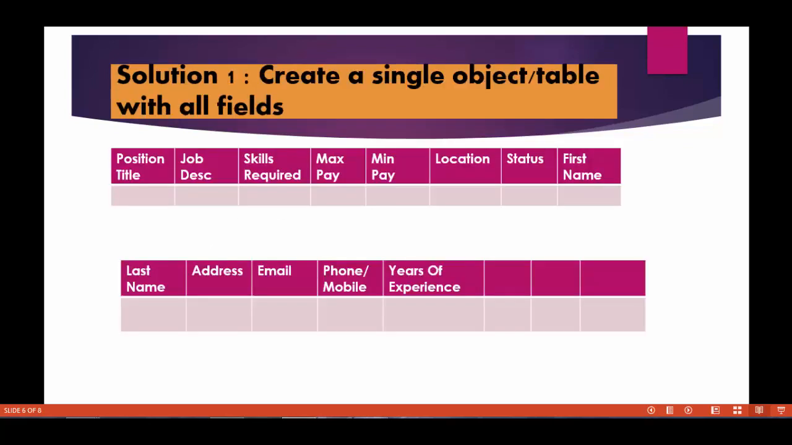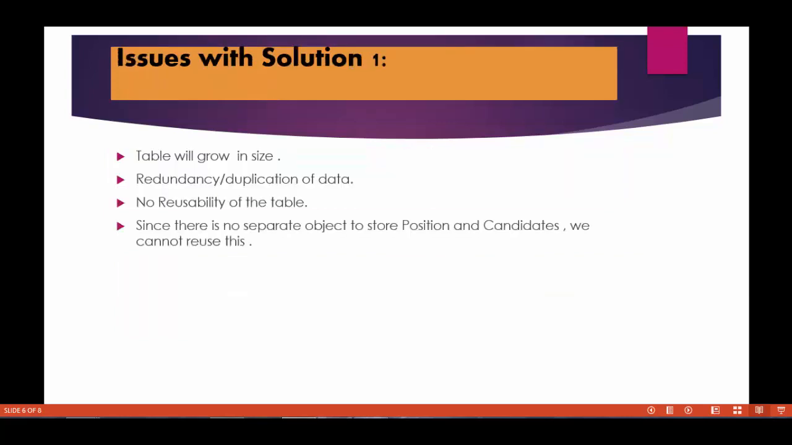So one solution to this problem is, instead of creating two different objects like position and candidate, we can create one single object with all the fields, which includes the position fields as well as the candidate fields. So you can imagine an object like a position candidate together, which will have the fields from the position as well as from the candidate, everything. So the table size will grow huge. That is one problem with this solution.